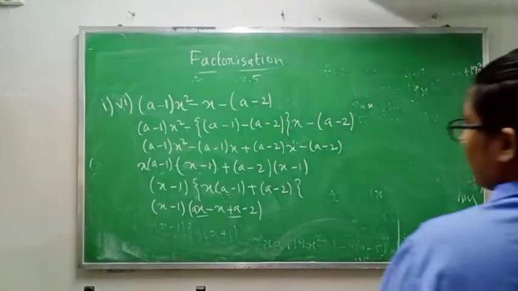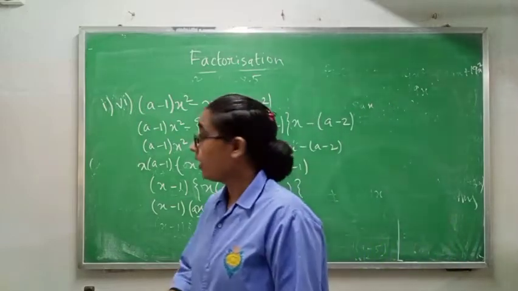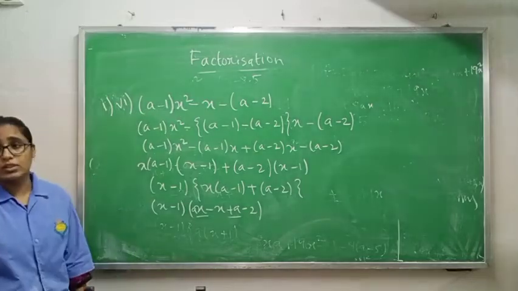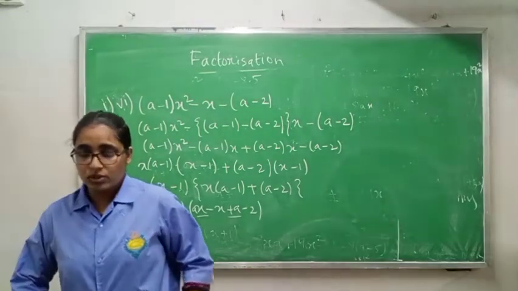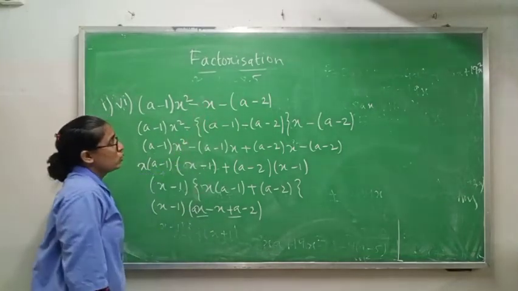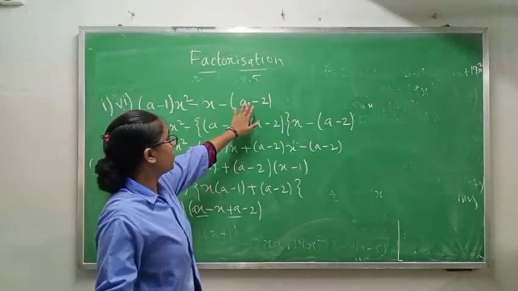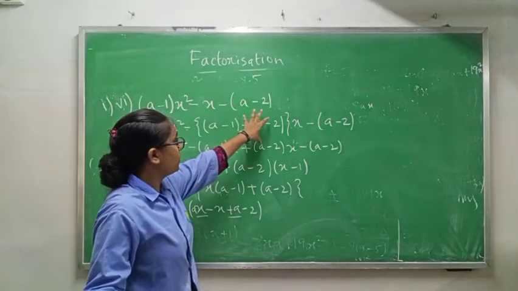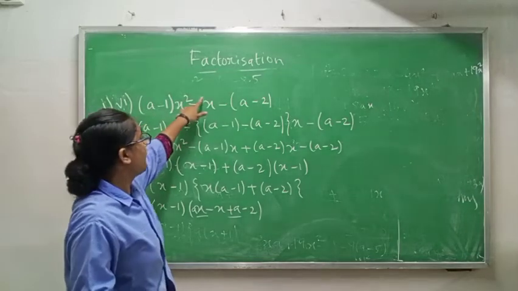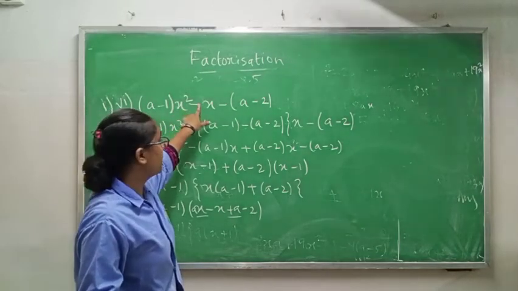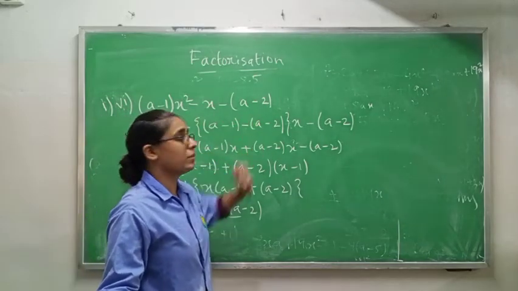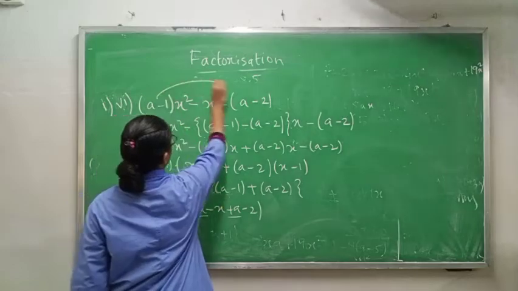Now class 9, see question number 16. It is written (a minus 1) x square minus x minus (a minus 2). At that time what will you do? You can see that with x you have no terms. You will try to write something using the last term and the first term so that you get minus 1 here. So before x I am writing (a minus 1) minus (a minus 2), means I am subtracting this with this.